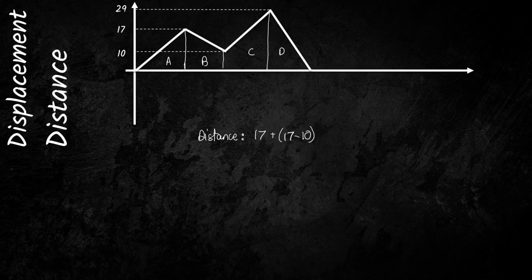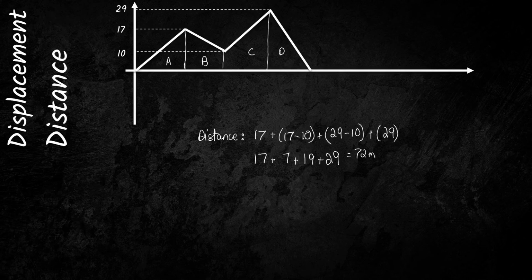So we're going to have to add that. Then during C, your object is traveling from 10 to 29. So the difference, 29 minus 10, is 19. And then during D, your object is traveling another 29 meters from 29 to 0. So the distance in this case is going to be 17 plus 7, which is 24, plus 19, which is 43, plus 29, which should be 72. So the total distance would be 72 meters.